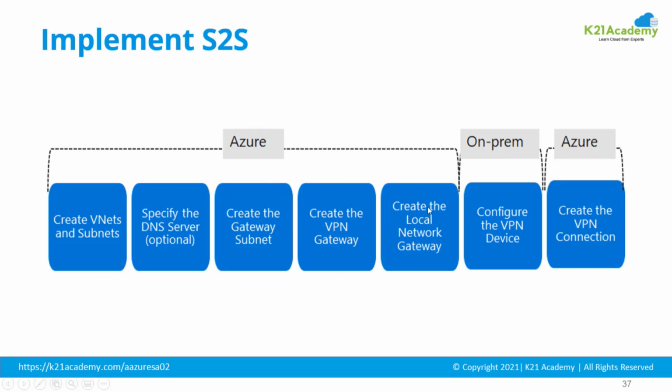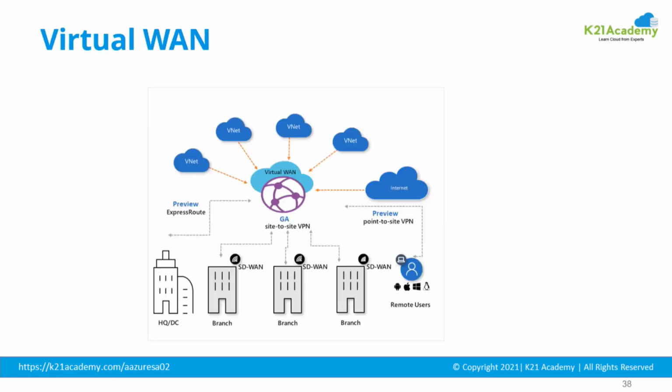And then you will be creating a local network gateway, which will be representing your device, which is on premises. And that is end-to-end what you'll be doing. Again, if you're part of Azure Administration, AZ-104, there'll be labs for that on how to implement a point-to-site VPN gateway, as I said.